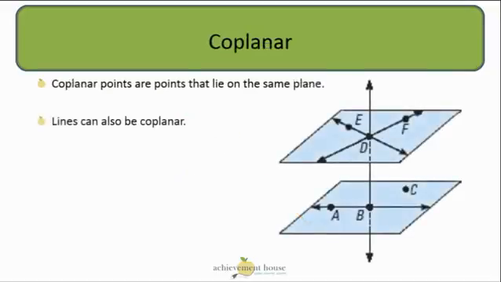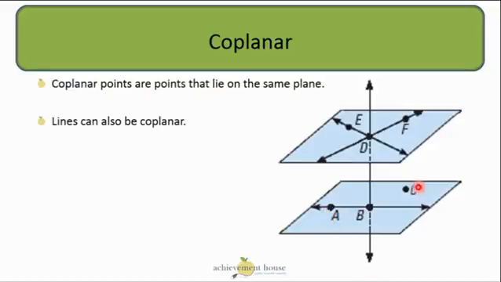Coplanar is very similar to collinear, except for now we're talking about planes instead of lines. So coplanar points are points that lie on the same plane. Lines can also be coplanar. There are two properties that can determine a plane. The first are regarding points. If I have at least 3 non-collinear points, then they can determine a plane. They can make up a plane.